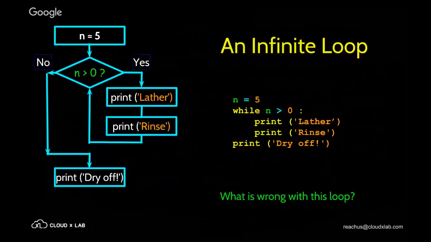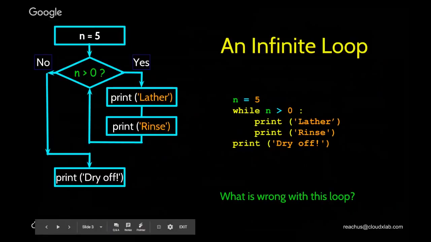Now here, you see that we have forgotten to decrease the n variable, right? So n will remain 5 forever, and it'll keep on printing lather and rinse forever. And dry off never reaches. This is an infinite loop. Be aware that we all make mistakes, and more often than not we do end up with an infinite loop. So do you see what's wrong with this loop?